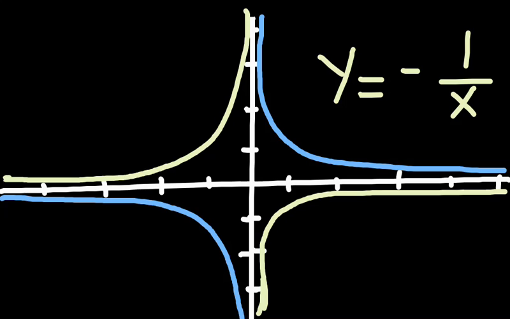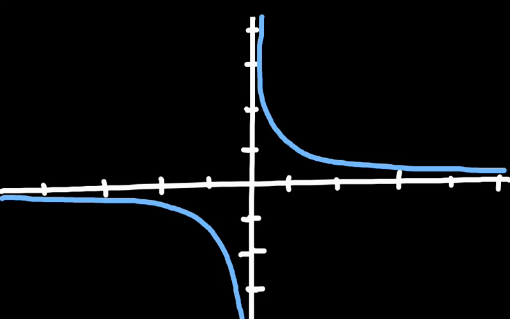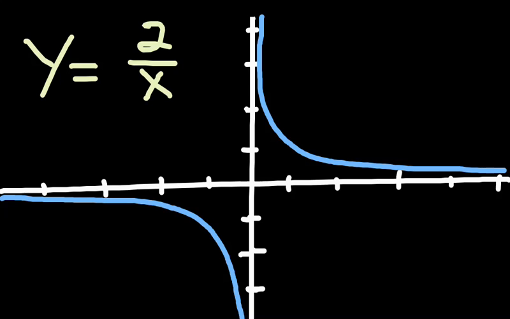Okay, now I'm going to take this back off. And let's try this one. y equals 2 over x. So now when we see y equals 2 over x, the effect is as if the 1 over x has been multiplied by 2. Anything larger than 1 that we multiply by is going to have the effect of stretching the graph.